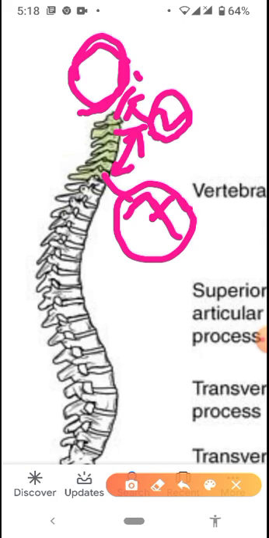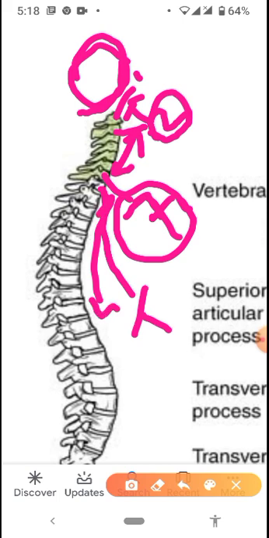C7 is different. Why? Because it has modified itself to be like the thoracic vertebra. These are the thoracic vertebra, this is the thoracic spine. So C7 has modified itself to be just like the thoracic vertebra, and that's why these three vertebrae C1, C2 and C7 are different from the other cervical vertebrae, and the other cervical vertebrae are the typical ones, and these three are atypical.